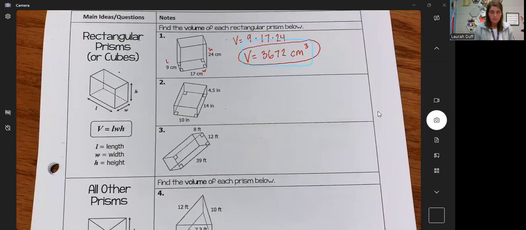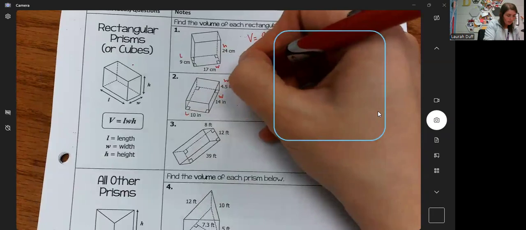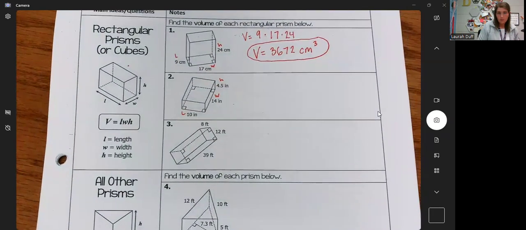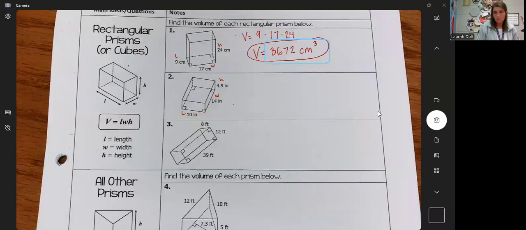The next problems are really the same. I think you could try them yourself. We have our length, width, and height. You can label those as any shape. Any sides can be your L, W, or H.